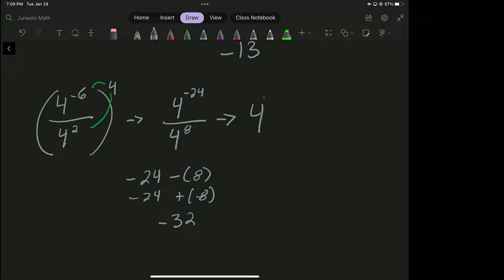So 4 to the negative 32nd power, which once again, negative exponent just means it goes to the denominator or the numerator, depending on if it's already at the top or the bottom. I hope that helps.